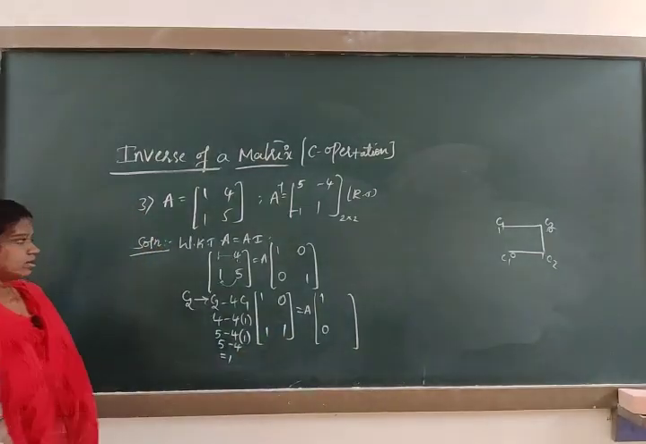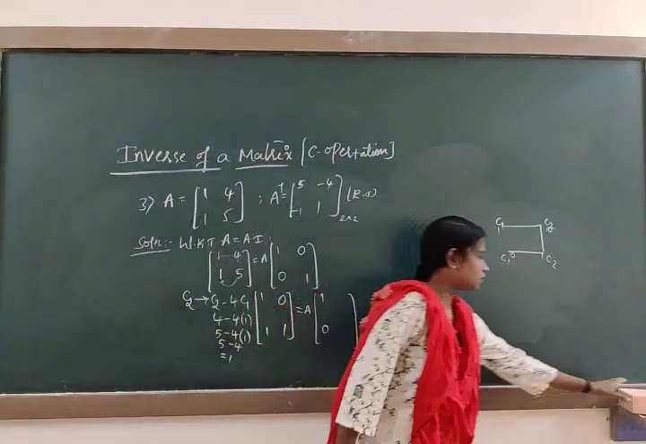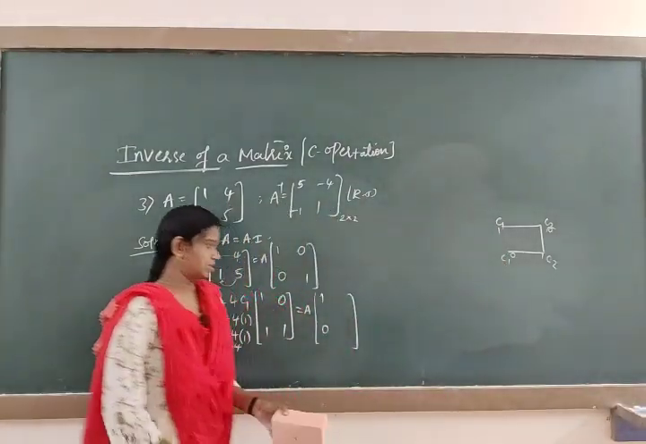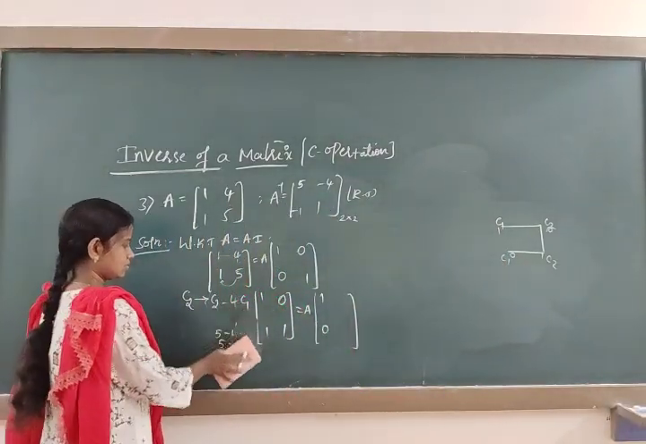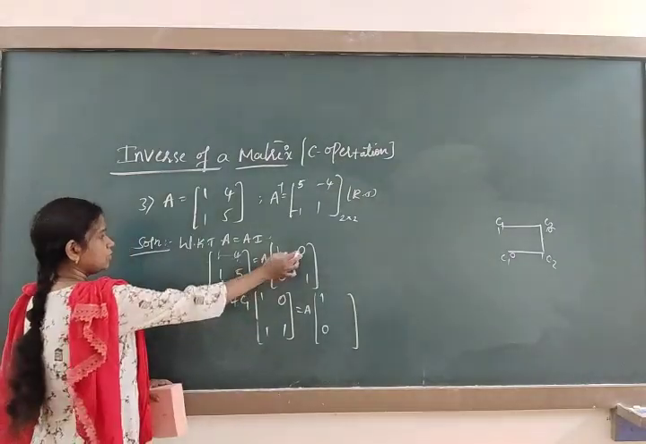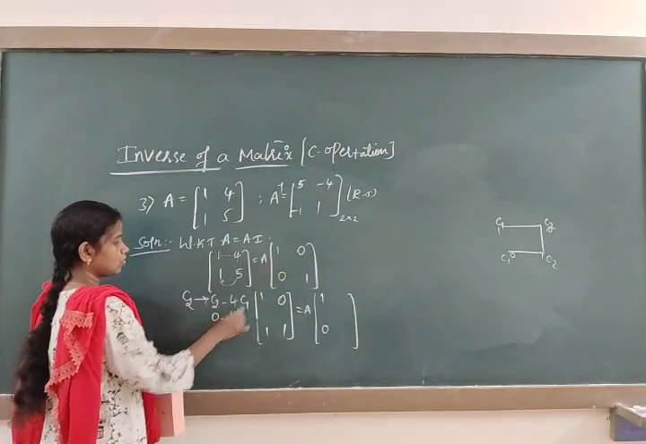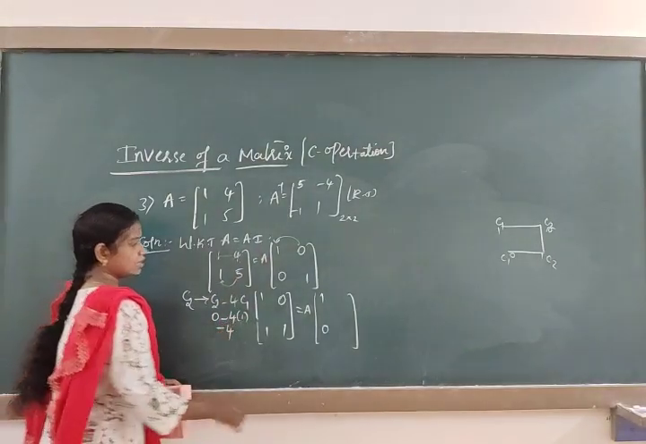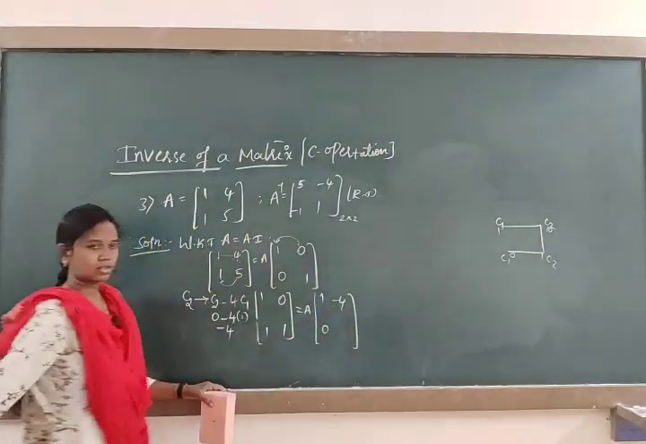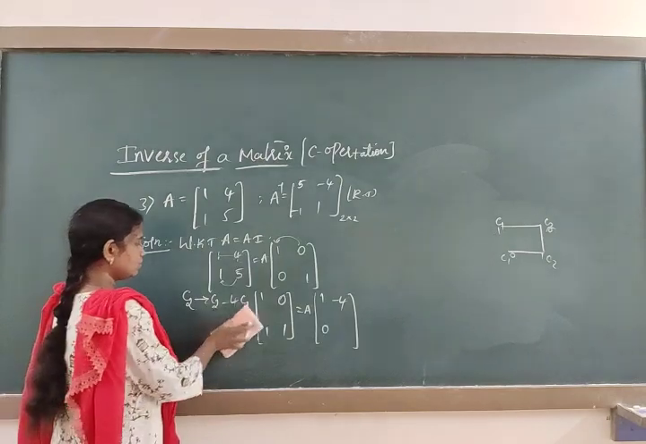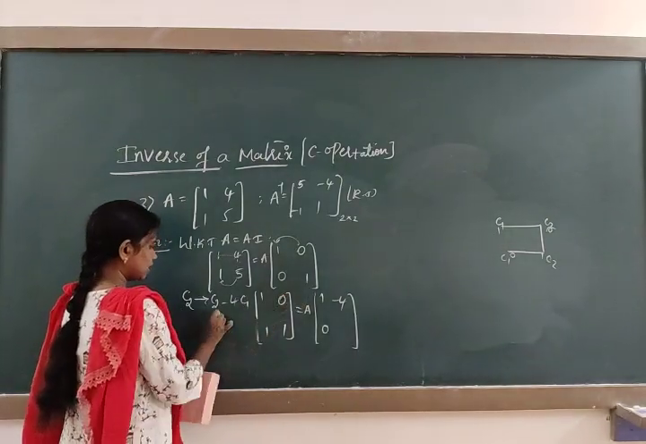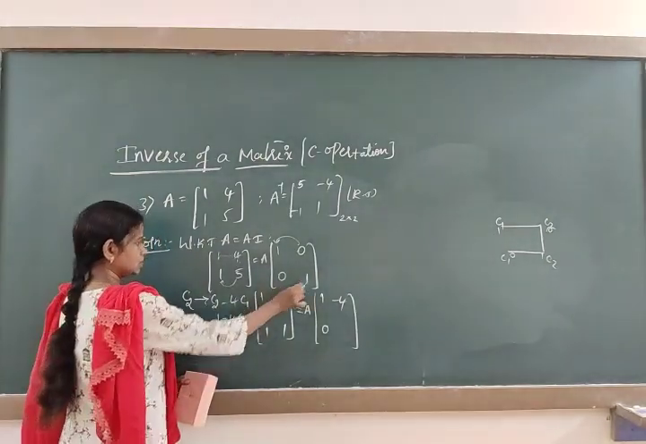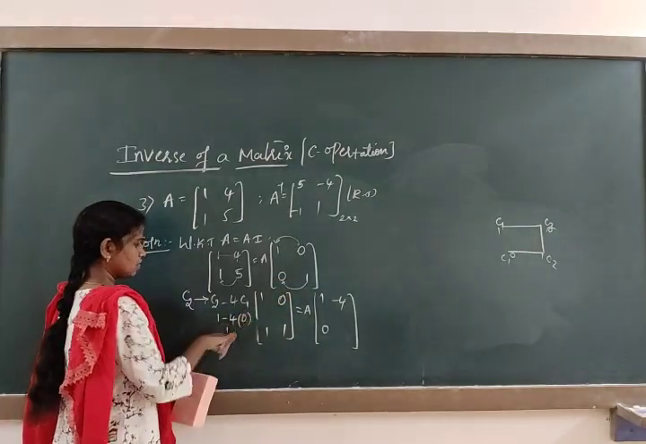Okay. Next, still C2 elements, still 2 are there. Substitute in the transformation. C2 value is 0 minus 4, beside this the C1 value is 1, so it's a minus 4. Next, this is C2, the C2 value is 1. 1 minus 4, beside this it's a 0. So the value is 1.